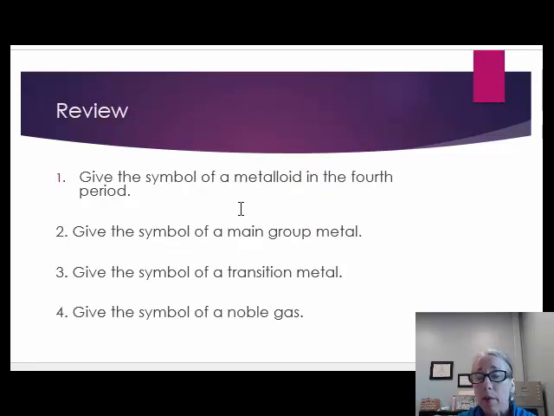1. Give the symbol of a metalloid in the 4th period. 2. Give the symbol of a main group metal. 3. Give the symbol of a transition metal. And 4. Give the symbol of a noble gas. Pause the video to answer these questions.